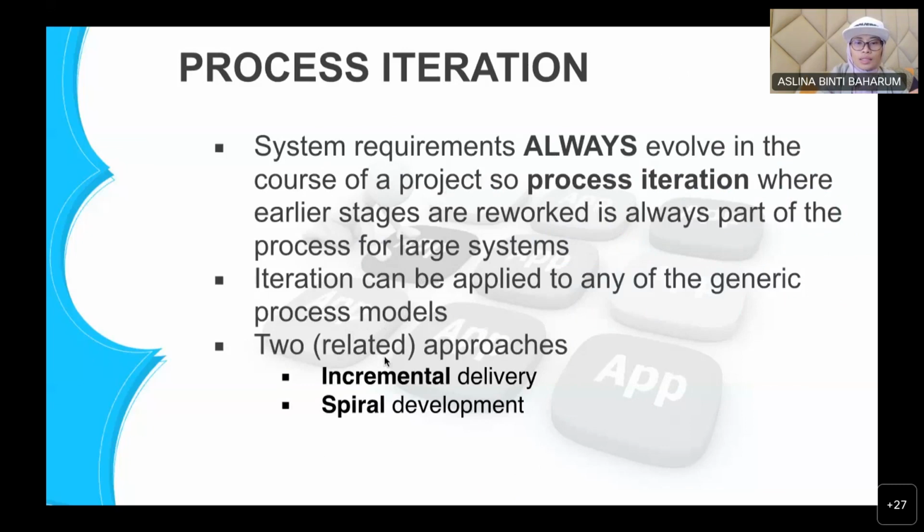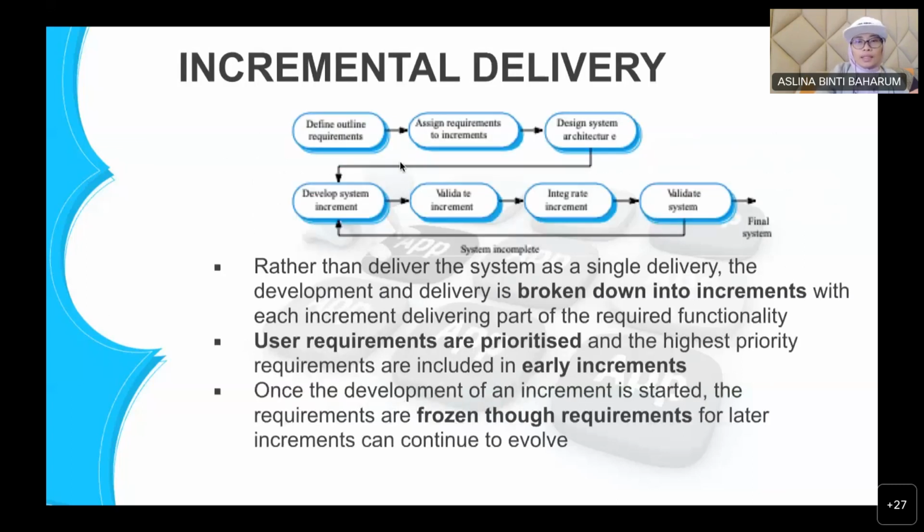Two related processes. This gives you another example on incremental and spiral. In incremental, we have 1, 2, 3, 4, 5, 6, 7 phases. Talking about the phases for evolution, it's a variety. Its variety depends on the chosen specific model.